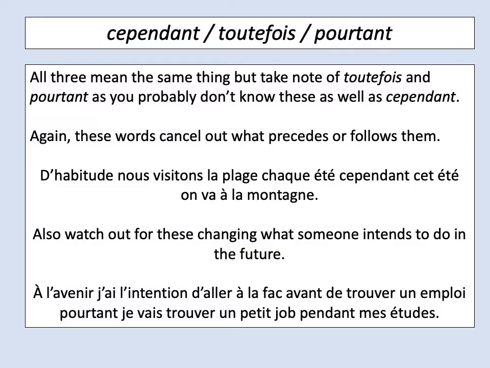Again, being quite repetitive here. I didn't put any colours in these sentences, but never mind. Cependant, toutefois, pourtant, all three of these things mean the same thing, but really watch out for the toutefois and the pourtant, because, I'm being honest, you probably don't know these as well as cependant. I think you know them-ish, but these will be the ones that you probably aren't as confident with. And here I am for the 50th time already. They cancel out what either comes before or comes after them.